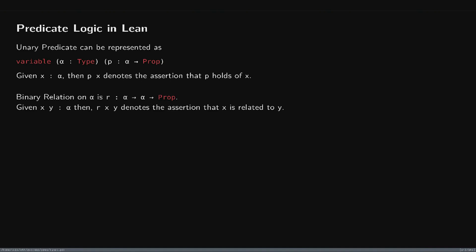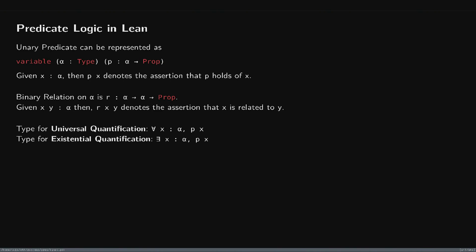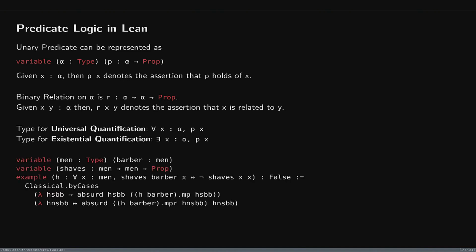And you could also represent binary relations by having a binary predicate which takes two alphas and returns a proposition. And if you then were to obtain a term of type R x y, then you would know that you would have a proof that x is related to y. Then you would also need to introduce universal quantification and existential quantification. And then you could actually talk about some more interesting stuff.